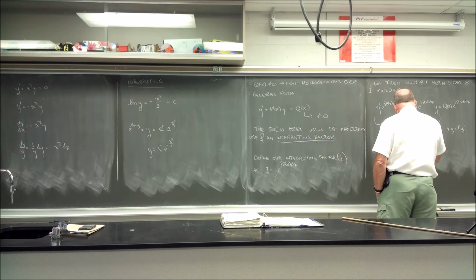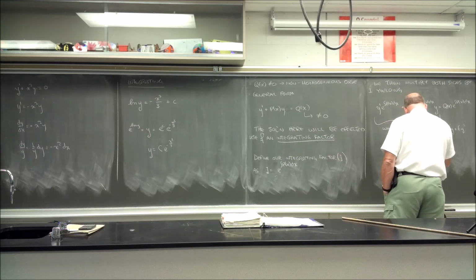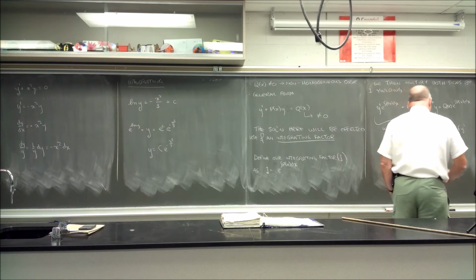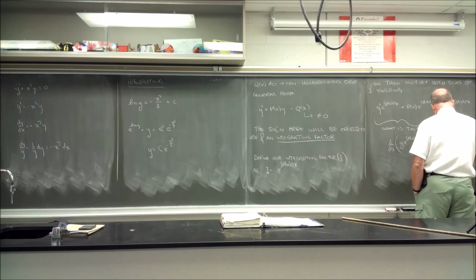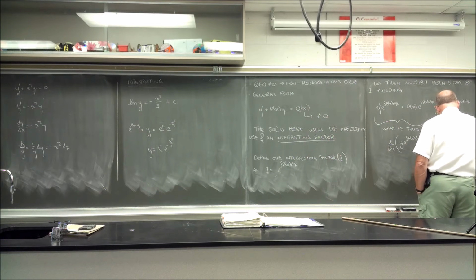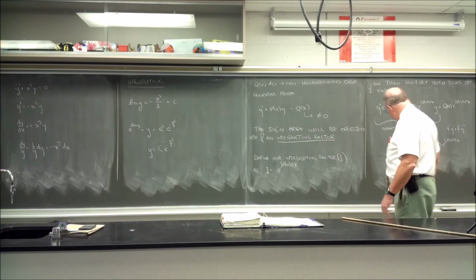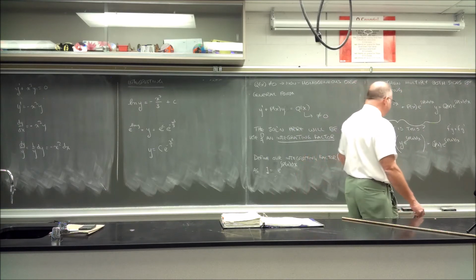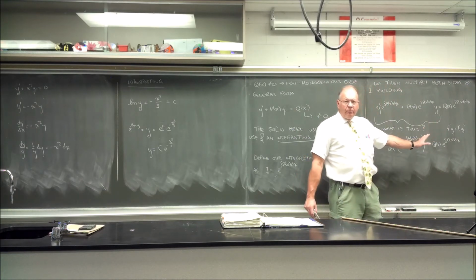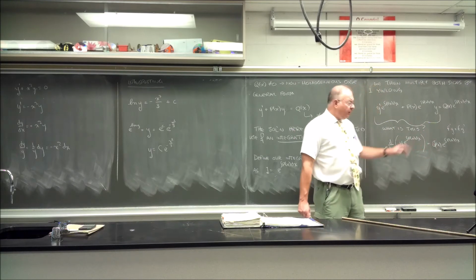And this is y times e to the integral of p of x dx. And this is still equal to q of x e to the integral of p of x dx. So you can see on the right, it's all x's. It may be complicated, but it's all x's.